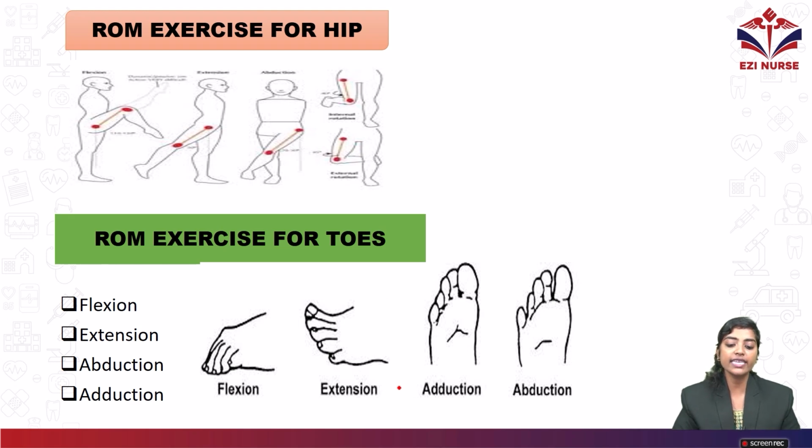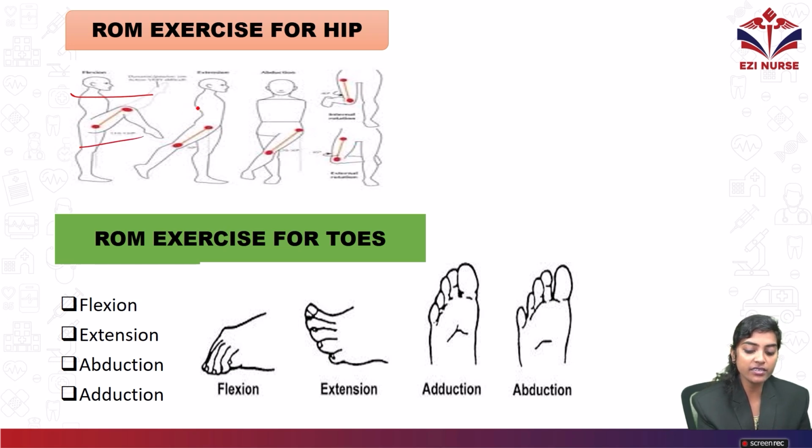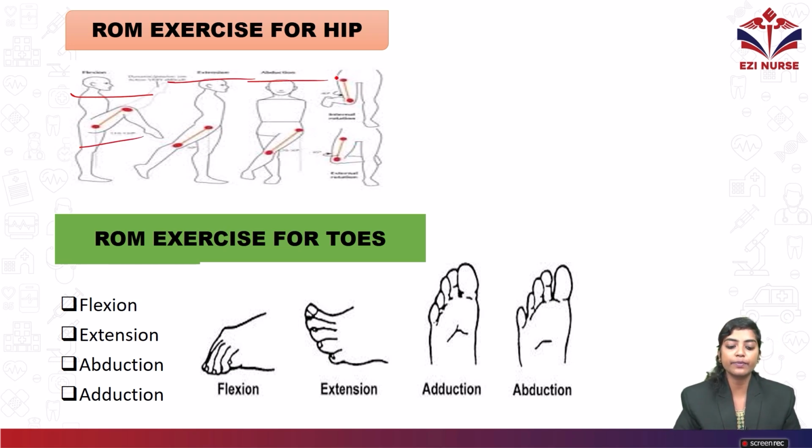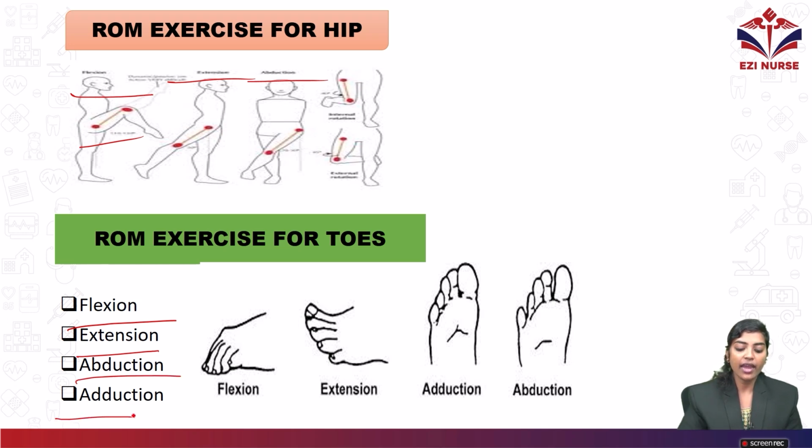Next, what are the exercises for the hip joint? In the same way: flexion, extension, abduction, adduction. These are all the exercises for the hip. And what exercises are there for the toes? Flexion, extension, abduction, adduction: flexion of the toes, extension of the toes, abduction of the toes and adduction of the toes. These are all the exercises for the toes.